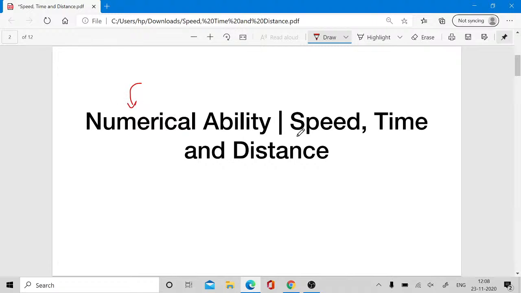Today we'll be moving on to another important topic in our numerical ability, which is called speed, time and distance. इसको हम time, speed और distance भी कहते हैं.